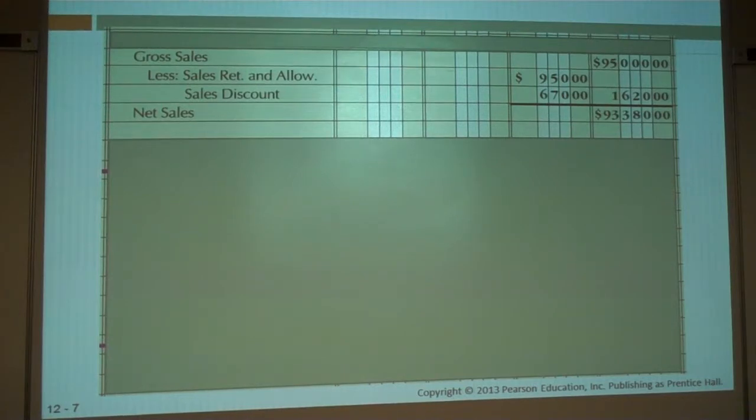And this is just that same slide, and I've just divided it. It makes it a little bit easier to handle, I think. Net sales: gross sales less sales returns and allowances and sales discount gives us net sales. That's easy enough, isn't it? To calculate that.